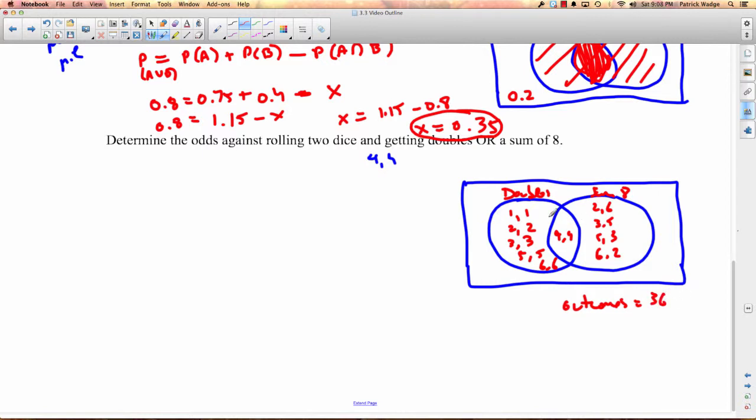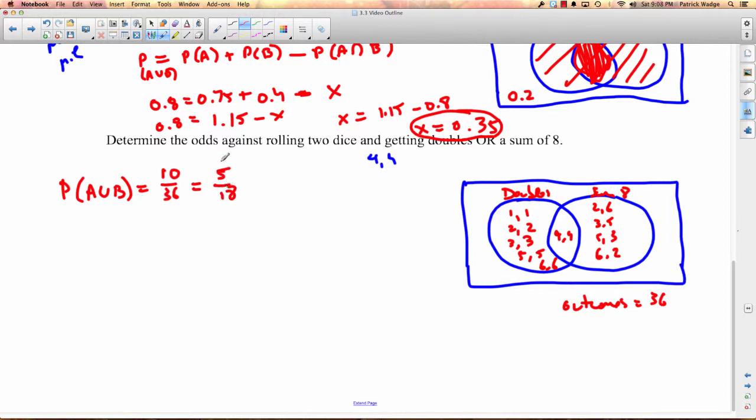So let's look at the probability of getting doubles or a sum of 8. So it's kind of like the probability of A or B. Okay, we could use the formula, but if you have a Venn diagram right here, it's definitely easiest just to count how many of the 36 outcomes ended up in the circles here. 1, 2, 3, 4, 5, 6, 7, 8, 9, 10. So 10 out of 36, which is the same as 5 out of 18.